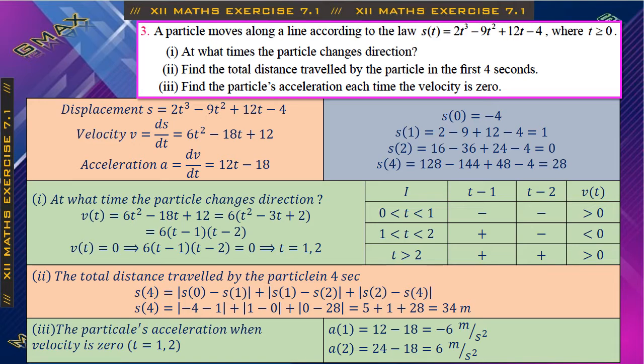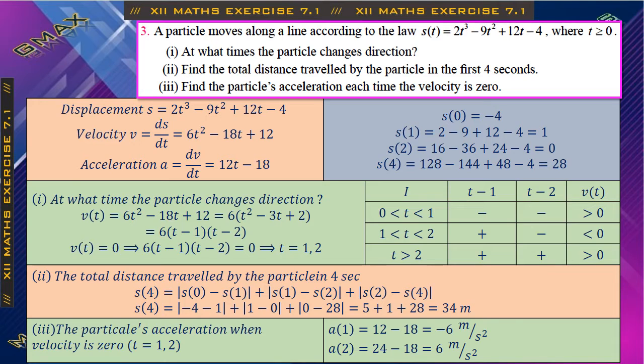First question, at what time does the particle change direction? That means when v of t equal to 0, that is the point at which the direction changes. So we are taking velocity and factorizing it, then you will get t equal to 1 and t equal to 2. So it changes direction at 1 second and 2 seconds. We have checked that on the left. Yes, within the interval 0 to 1, velocity is greater than 0. 1 to 2, it is less than 0. When it is greater than 2, it is greater than 0. Right, the sign changes plus, minus, plus like that.